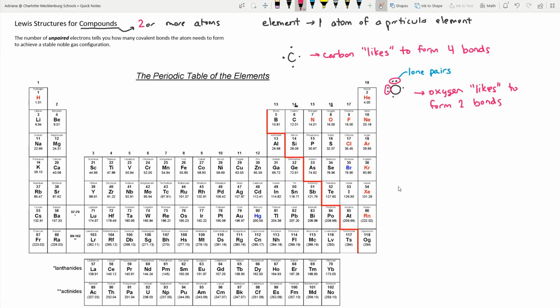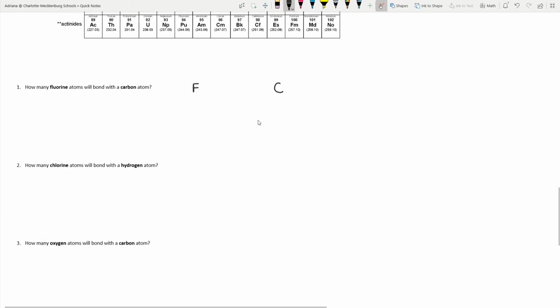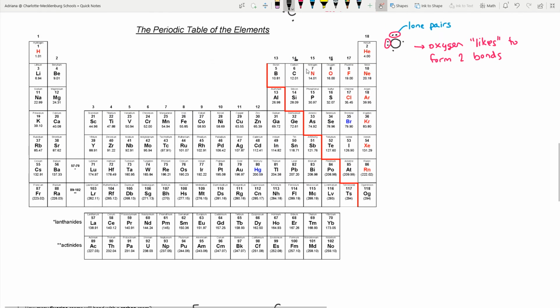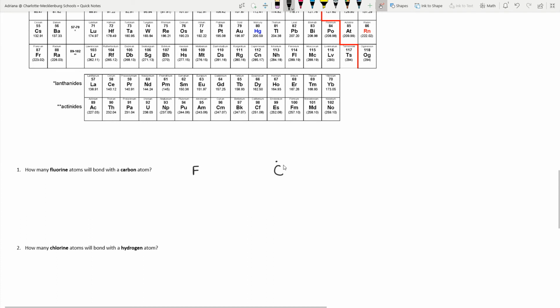Okay, let's do some examples and see what that looks like. So in this first one, the question is, how many fluorine atoms will bond with a carbon atom? So let's look at both of these. So first, let me just write my element symbol here. Let's write fluorine and carbon. And I want to draw the Lewis structures of these first. So if I look at carbon, as we already said, carbon is going to have 4 valence electrons. So let me draw that. 1, 2, 3, 4. And so we know from this that carbon wants to form 4 bonds. We knew that already.